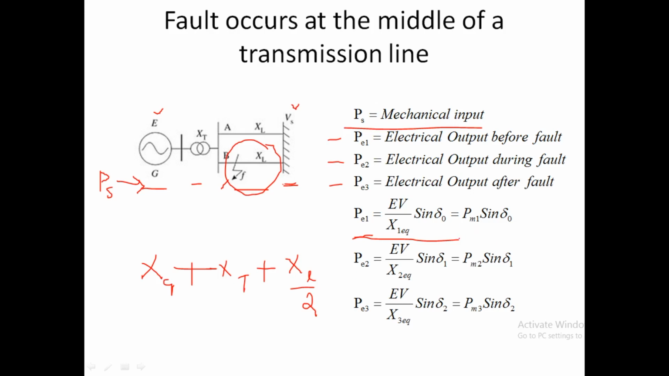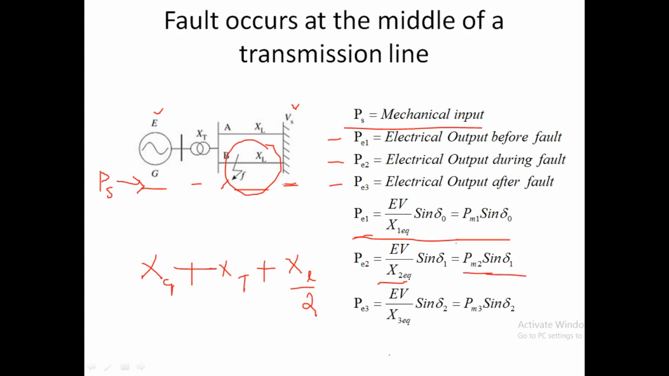So it can be represented as PM1 into sine delta 0, where delta 0 represents the normal or first condition, the angle before the fault. Now what is PE2? It is during the fault. Its reactance will be different from the reactance before the fault. X2 equivalent is the total reactance during the fault, and PE2 is represented as PM2 into sine delta 1.